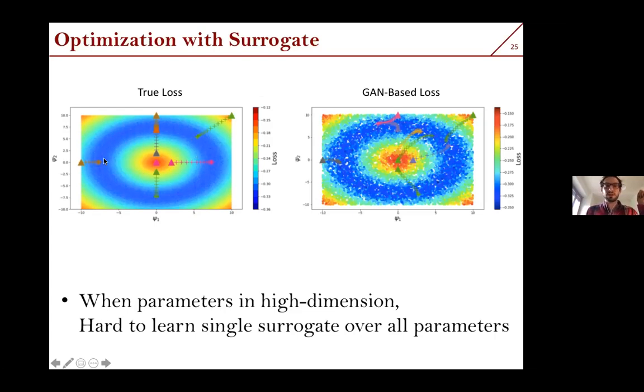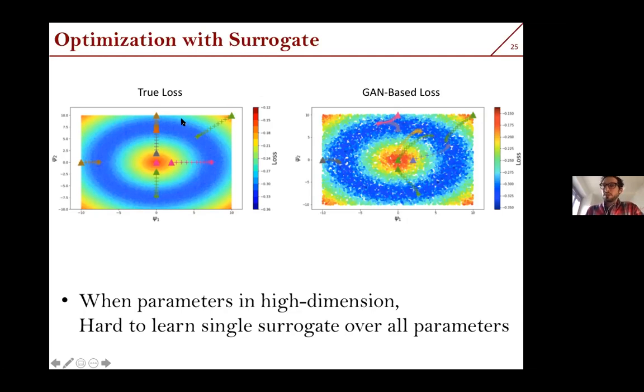In blue is the minimum, and it's basically a ring that's sloping upward away from the center. It's kind of down and up. Now, when we look at this true loss function, we could start at any point in this parameter space, psi one and psi two, and run gradient descent, and it would basically take us directly down to somewhere on this blue minimum ring.